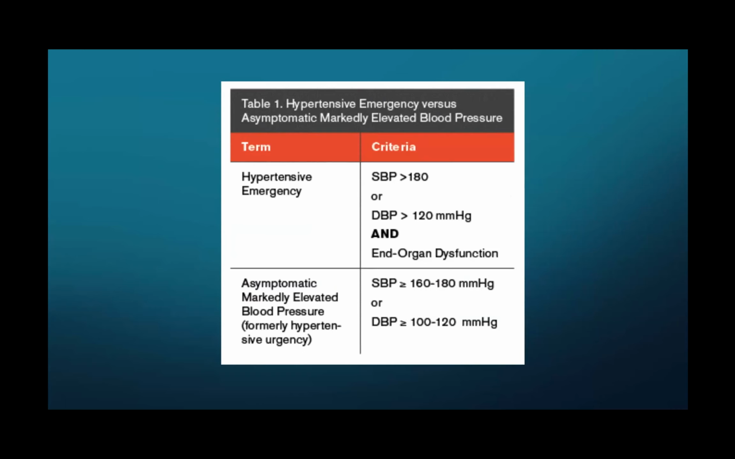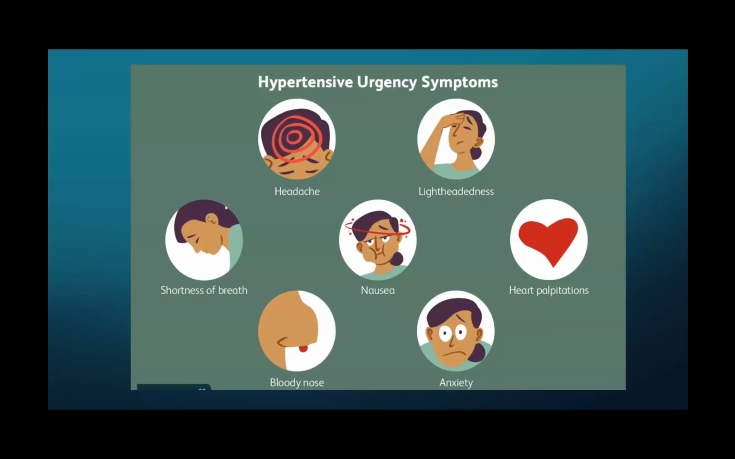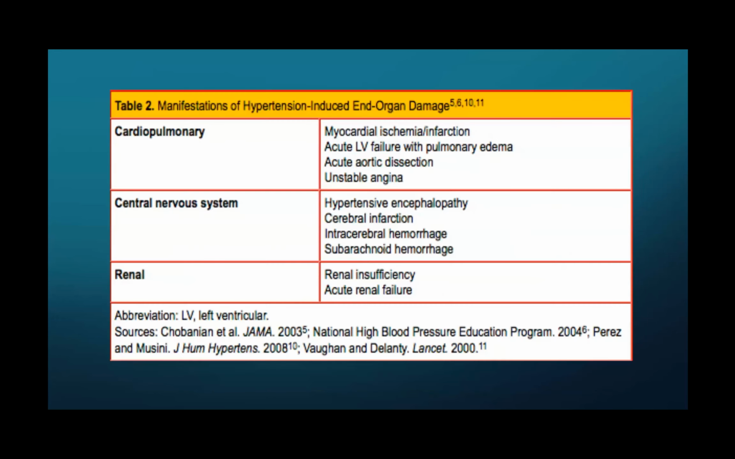So again, it gives you criteria in terms of the blood pressure range. And the thing that differentiates the two is the presence of end organ dysfunction. Now, in terms of hypertensive urgency, what are symptoms that patients can present with? They can have headaches, epistaxis, shortness of breath, palpitations, lightheadedness, and nausea. And when you think about end organ damage, you're actually looking for certain specific things, right?